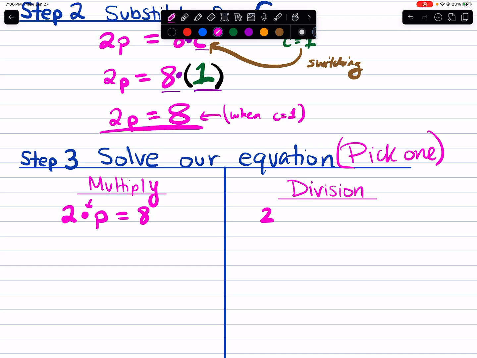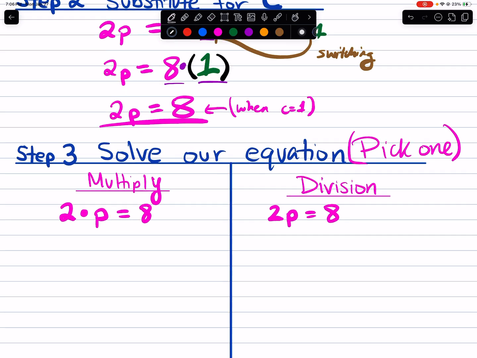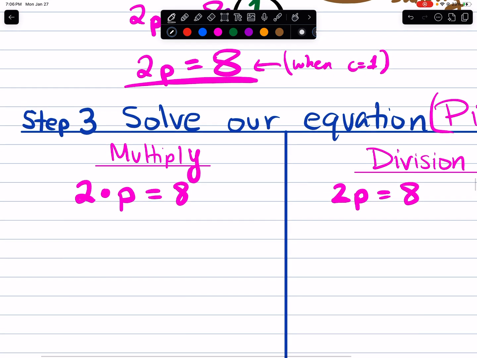Or you can do this: 2p is equal to 8. There's 2 ways you can do it. I'll do multiplication first, because I know that's the one that a lot of people usually pick. It's okay if you do. It's fine. So we need to figure out 2 times what number is equal to 8. And you know right away, oh, it's 4.